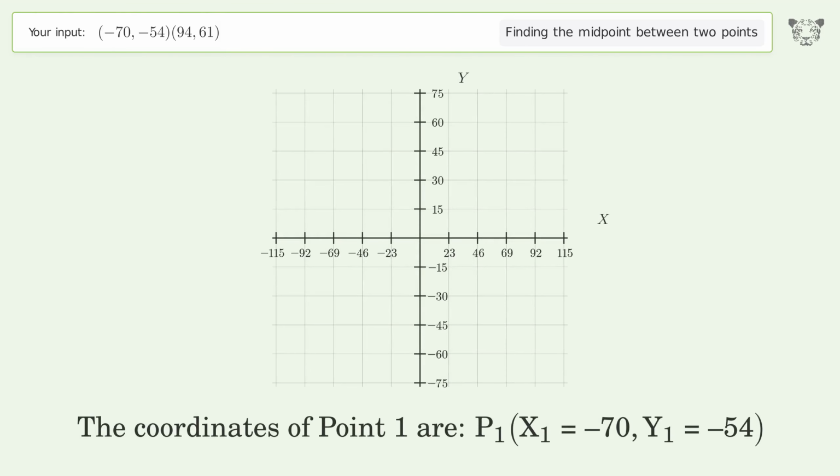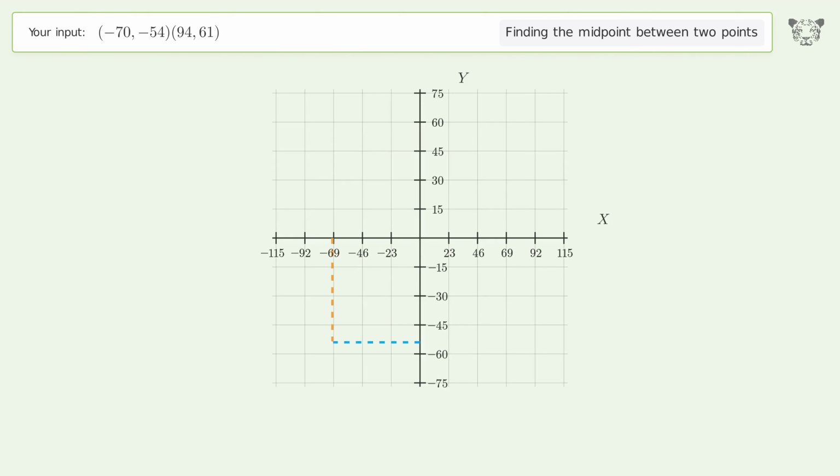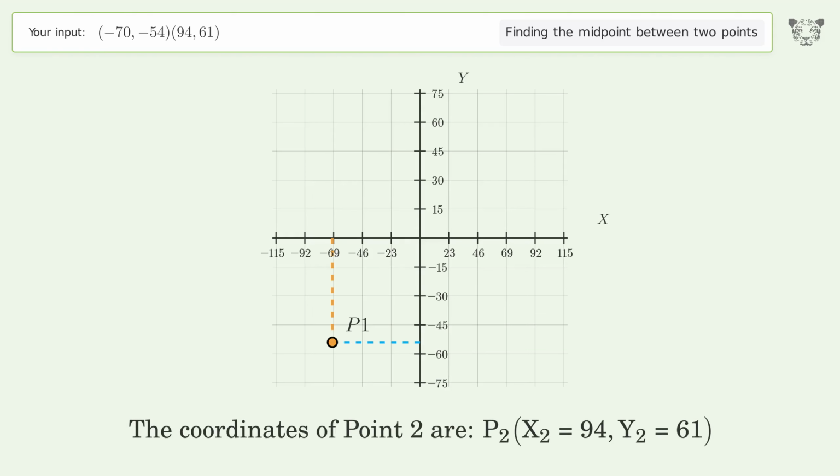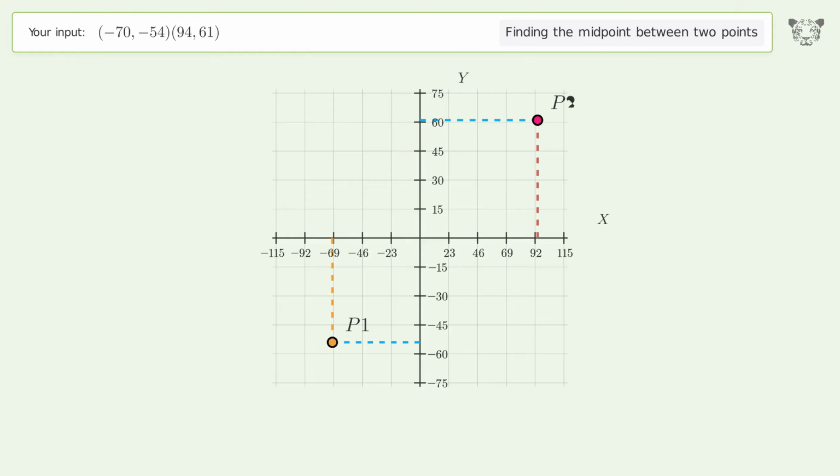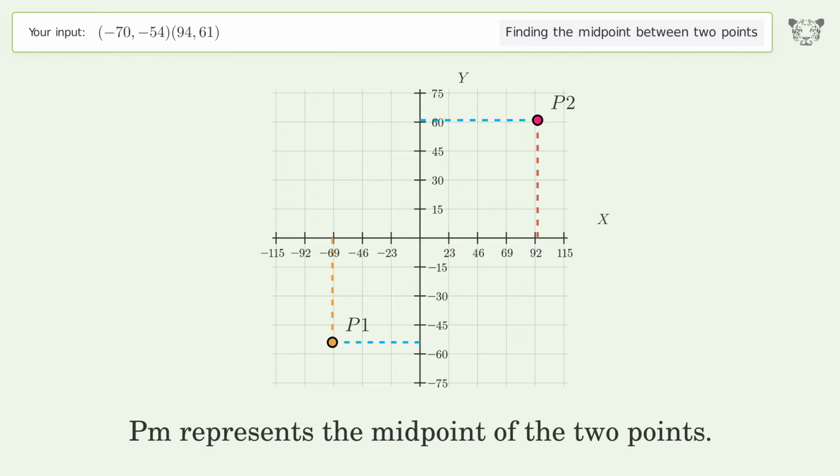The coordinates of point 1 are x1 equals -70, y1 equals -54. The coordinates of point 2 are x2 equals 94, y2 equals 61. PM represents the midpoint of the 2 points.